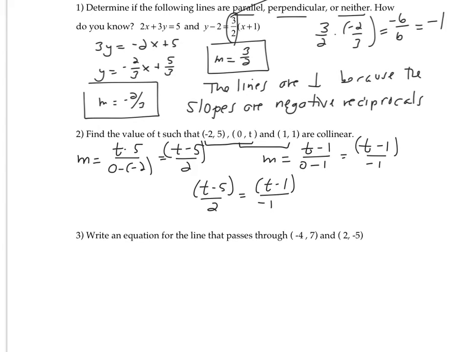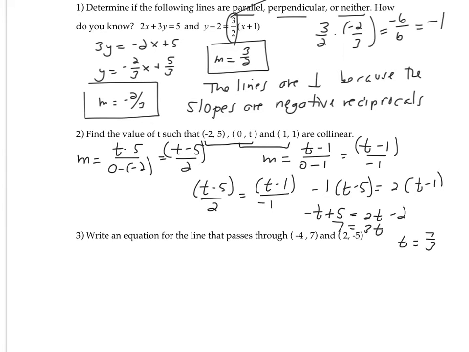So cross multiply, we have negative 1 times t minus 5 is equal to 2 times t minus 1. So you get negative t plus 5 equals 2t minus 2. So keep going. We end up with 7 on this side. Of course I wrote 5, so let's erase that. So I have 7 is equal to 3t. And divide by 3, we get t is equal to 7/3. So that's it. The value of t must be 7/3.